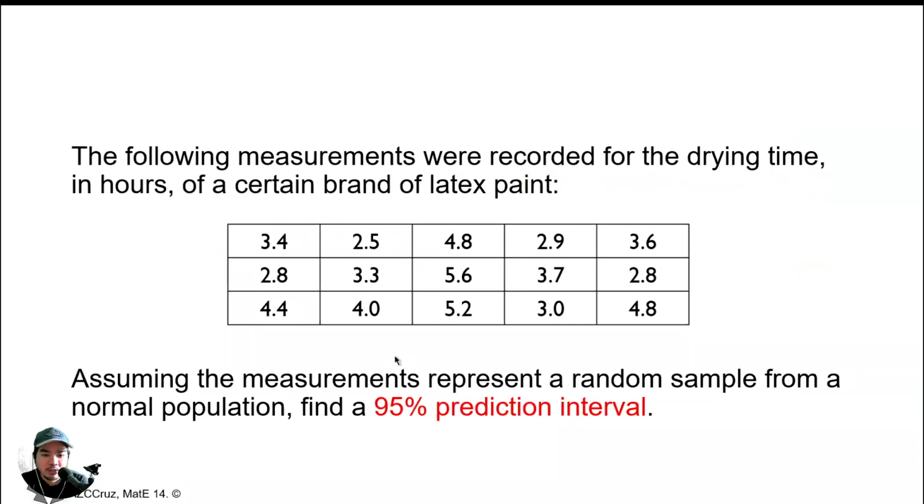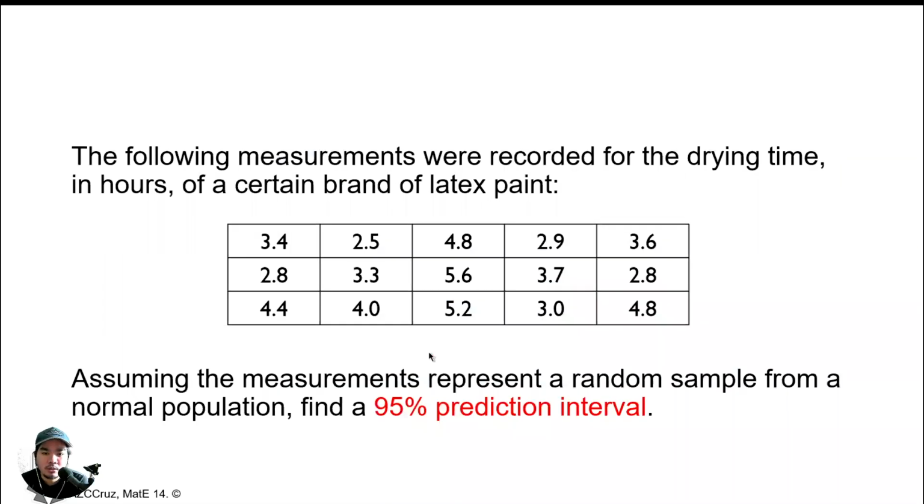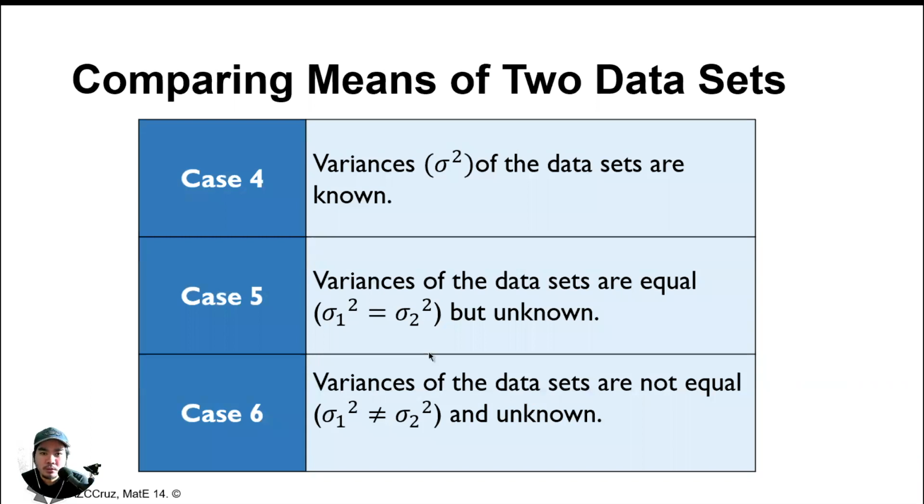So meron pa ba tayong example? So that's for confidence interval for the means, no? So ngayon, proceed naman tayo ng confidence interval wherein we are comparing means of two data sets. So parang sinasabi dito is ano yung confidence interval ng difference between two means.